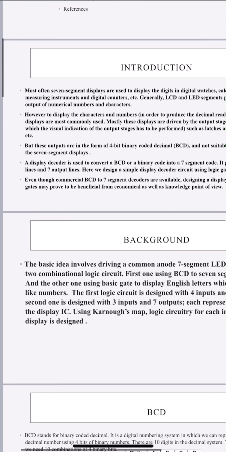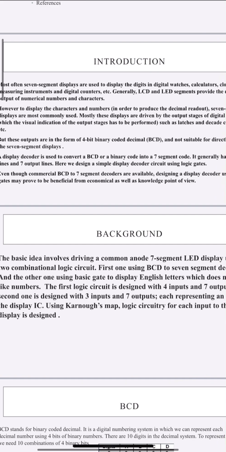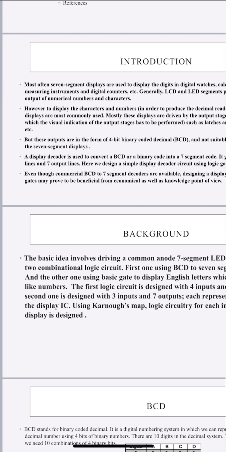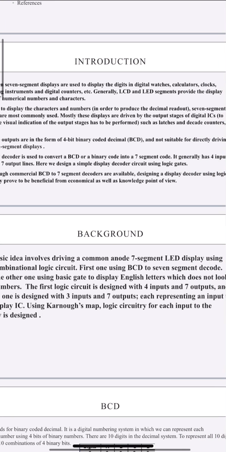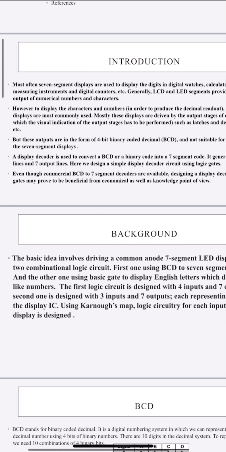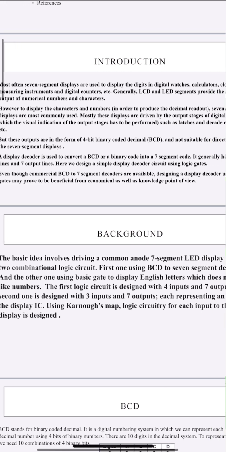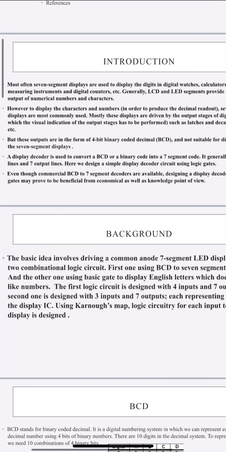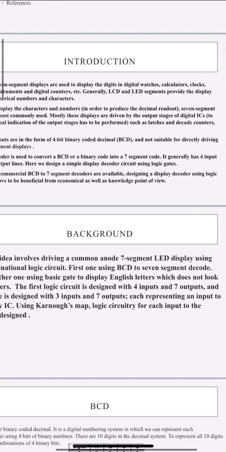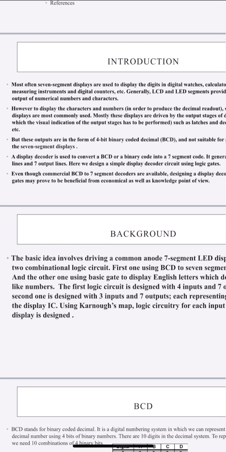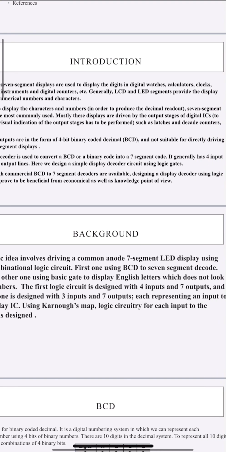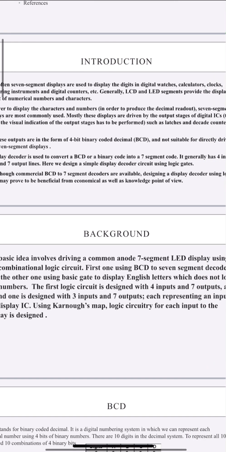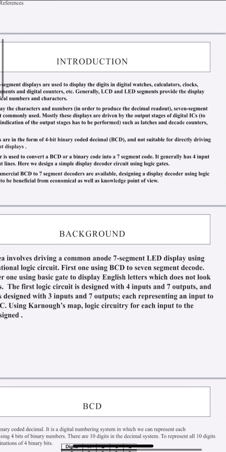The background. The basic idea involves driving a common anode 7 segment LED display using two conventional logic circuits. First one using BCD to 7 segment decoder, and the other one using basic gates to display English letters which do not look like numbers. The first logic circuit is designed with 4 inputs and 7 outputs, and the second one is designed with 3 inputs and 7 outputs, each representing input to the display. Using Karnaugh map, logic circuitry for each input to the display is designed.